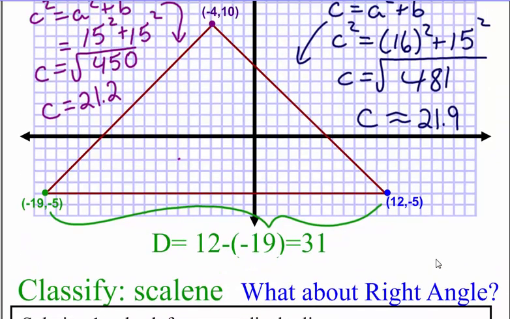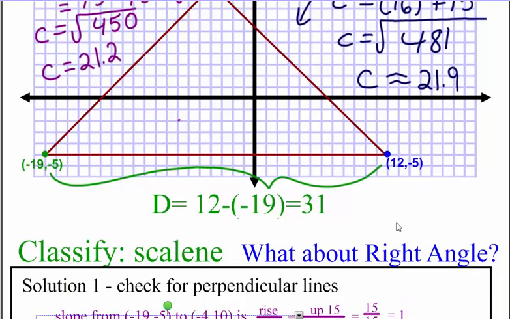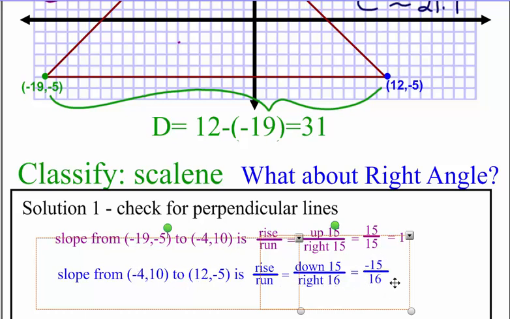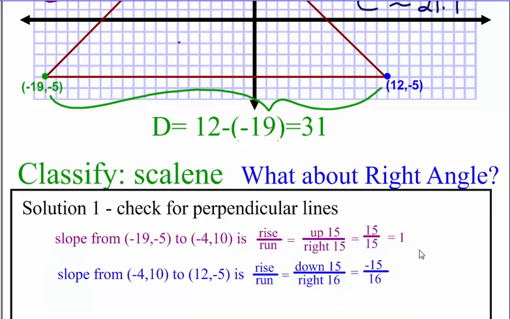The second line, this blue one over here, is going from negative 4, 10 to 12, negative 5. Again, rise over run. In this case, we're going down from the 10 to the negative 5, so down 15, and then we're running from the negative 4 to the positive 12, so we're going to the right 16, so negative 15 sixteenths.